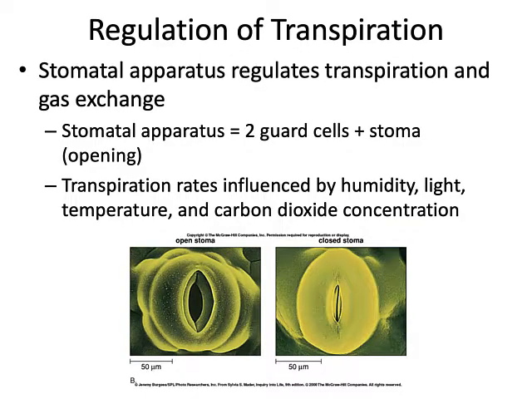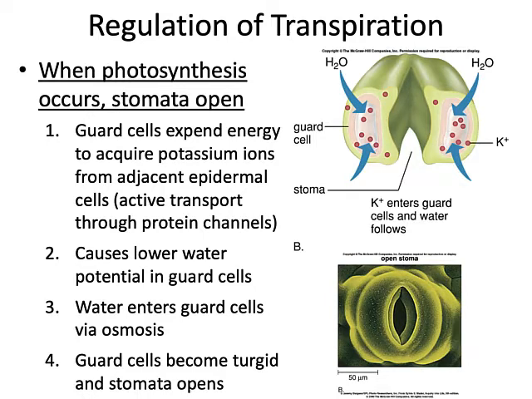The regulation of transpiration is largely through the stomatal apparatus that involves 2 guard cells plus 1 opening, and that opening is called the stoma. Transpiration rates are influenced by humidity, light, temperature, and carbon dioxide concentration. When photosynthesis occurs, the stomata open up. This process is quite simple.